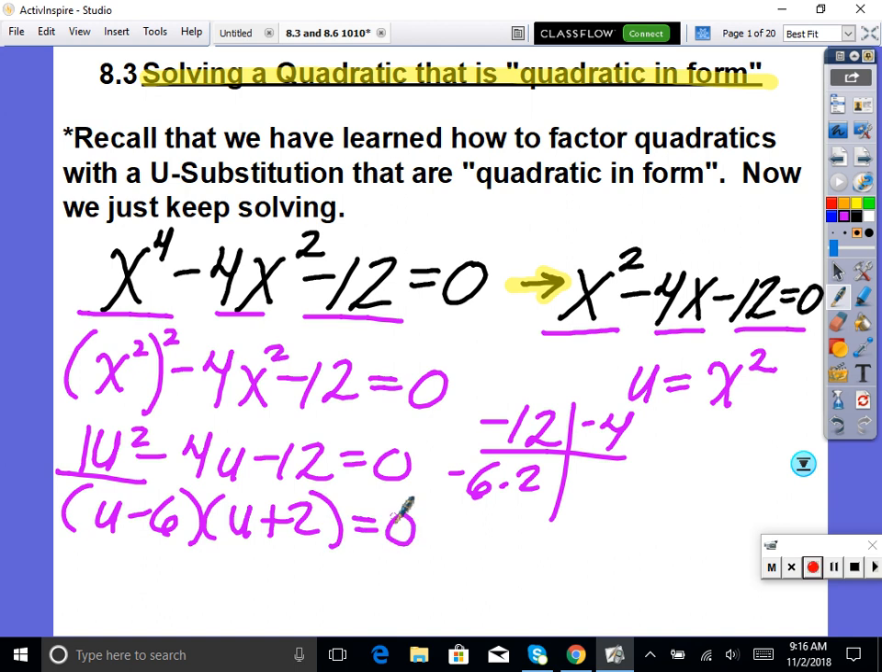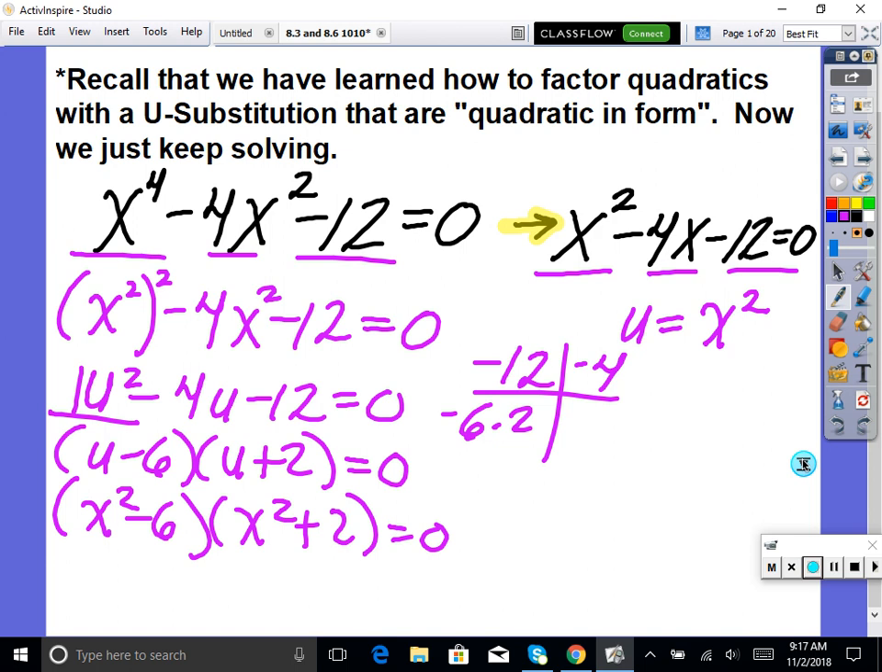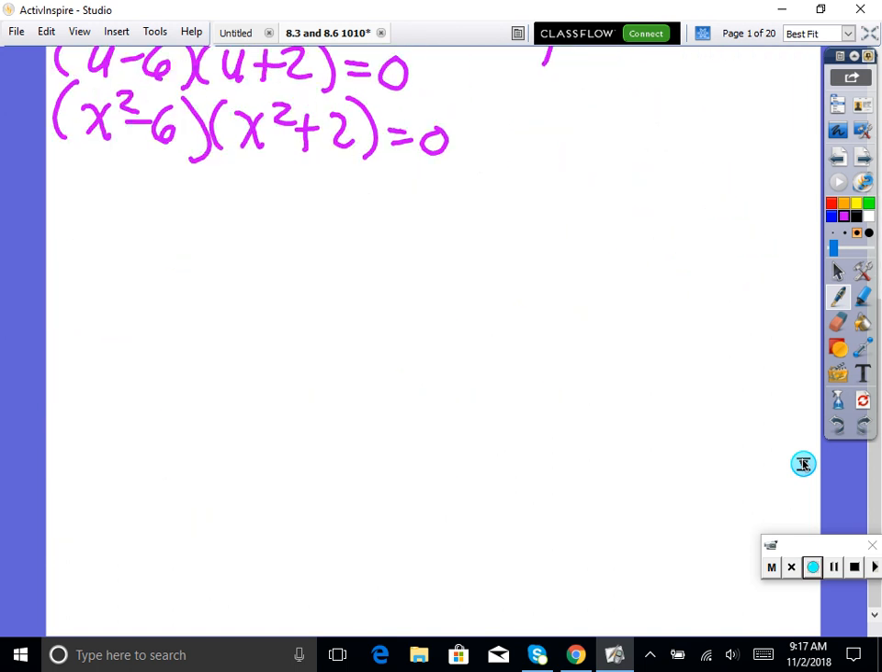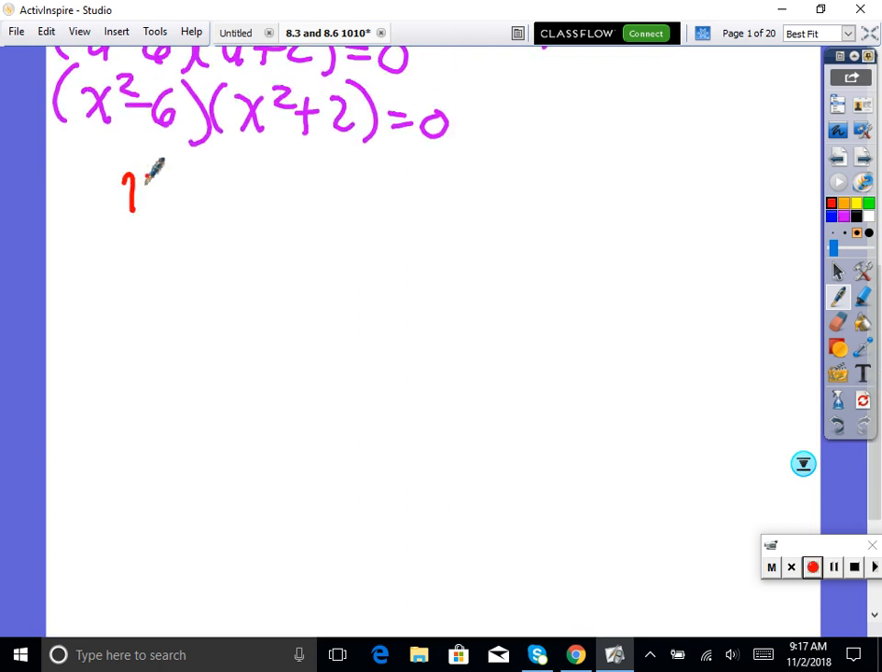Now from there you'd say, but u's not u. U is really x squared. So we have x squared minus 6 times x squared plus 2. Now that is what we did in the factoring unit. So now from here, we're just going to solve. Once we factor something, don't we set each of them equal to 0 and solve? Okay, let's do that then. So we have x squared minus 6, set that equal to 0. We have x squared plus 2, set that equal to 0 and solve.